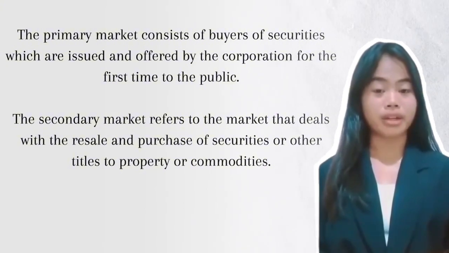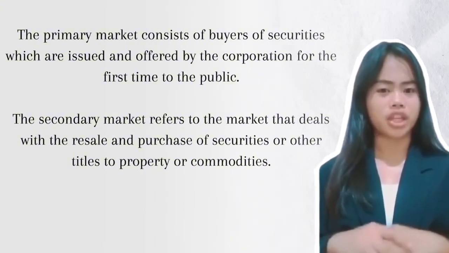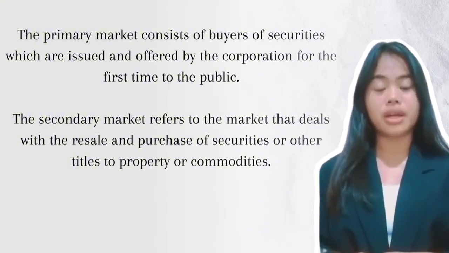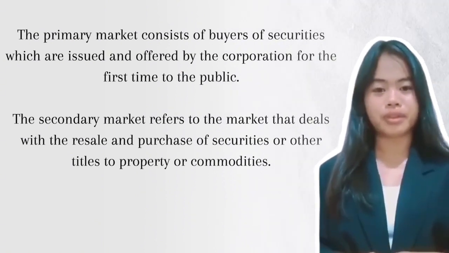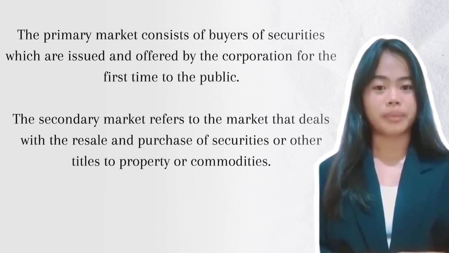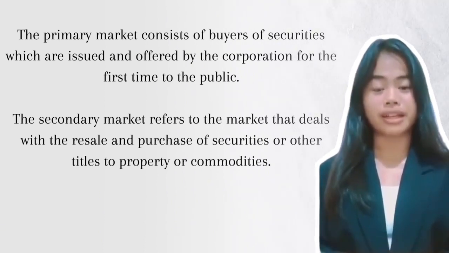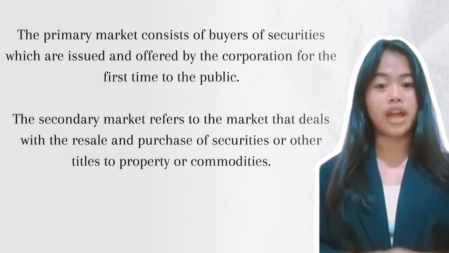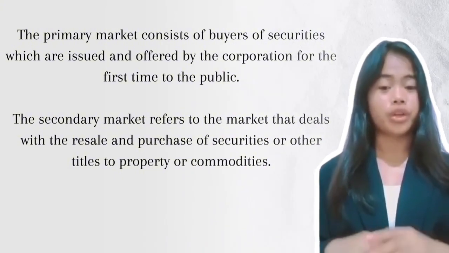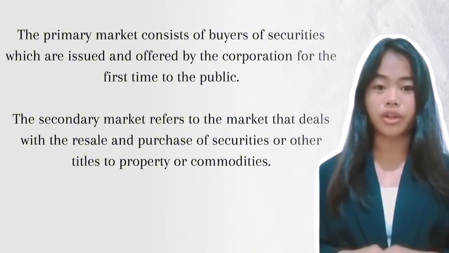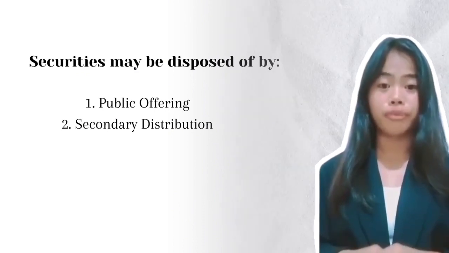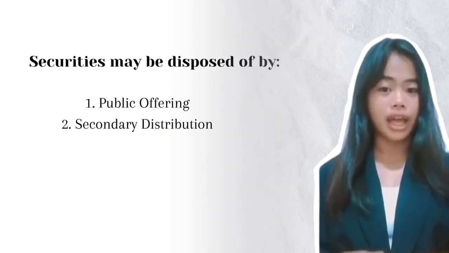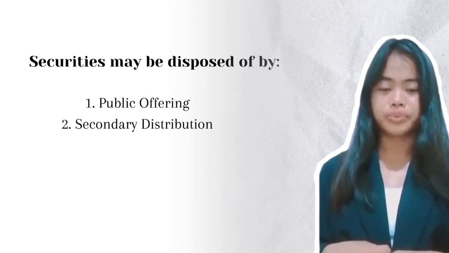The primary market consists of buyers of securities which are issued and offered by the corporation for the first time. Secondary market refers to the market that deals with the resale and purchase of securities or other titles to properties or commodities. Securities may be disposed of by public offering and secondary distribution.